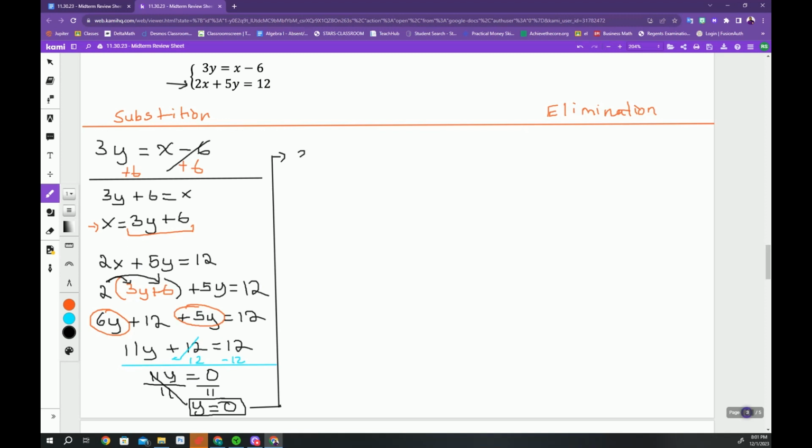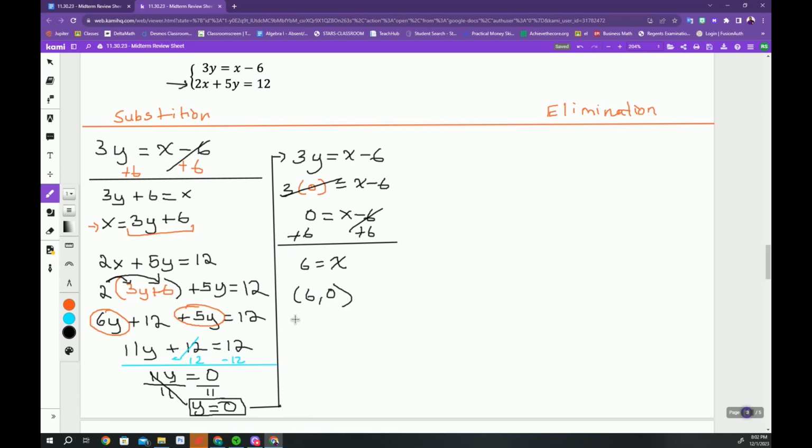So 3y equals x minus 6. We know that y is 0, so 3 times 0 equals x minus 6. 3 times 0 is 0, so 0 equals x minus 6. To get x by itself, we're going to add 6 to both sides. x is equal to 6, or 6 is equal to x. So the solution is x is 6, y is 0. The solution is (6, 0).